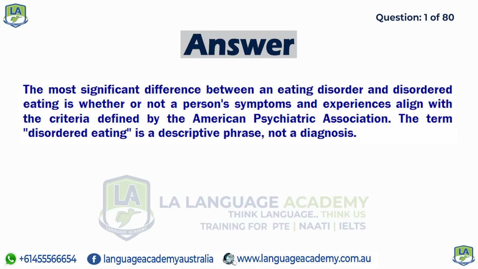The most significant difference between an eating disorder and disordered eating is whether or not a person's symptoms and experiences align with the criteria defined by the American Psychiatric Association. The term, disordered eating, is a descriptive phrase, not a diagnosis.